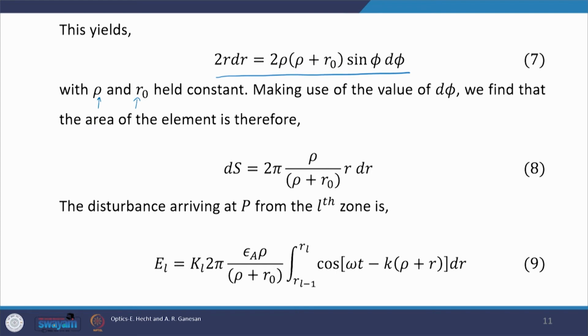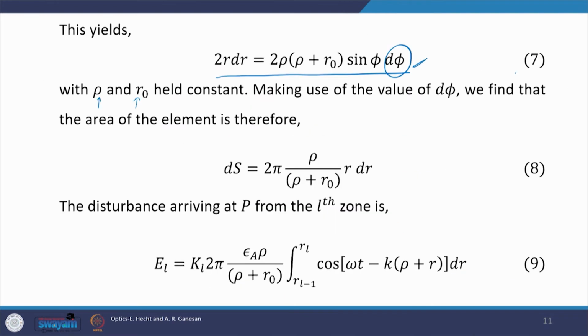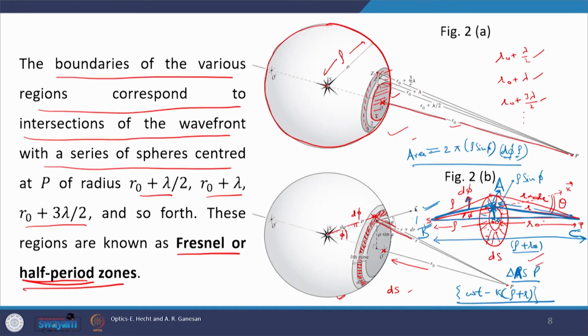Okay. Now, from here we can calculate the expression of d phi, and this d phi is then substituted back in equation number 5. Here we will substitute for d phi, which is given in equation number 7, and using equation 7, equation 5 takes this form. This is from equation 5, and we substitute this value of ds in the expression of the field.